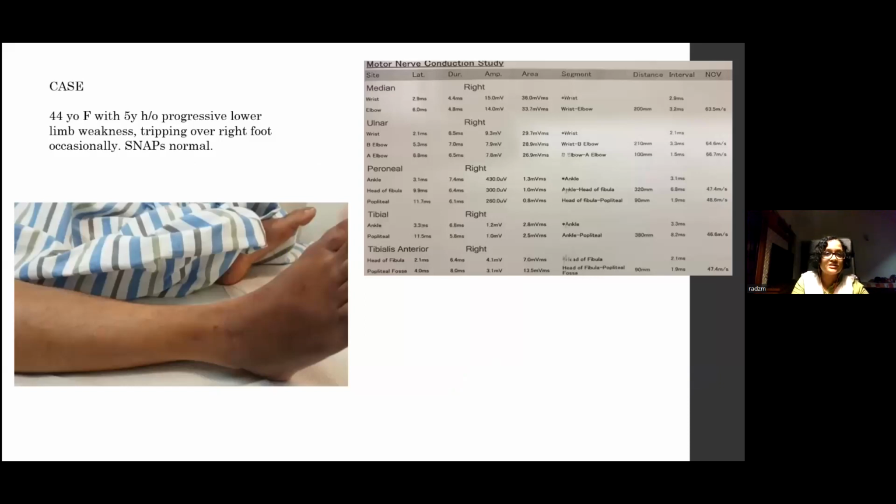So this is a patient, a 44-year-old lady with a 5-year history of lower limb weakness without any sensory symptoms, probably right more than left. Sensory nerve conduction studies are normal. Normally when we say sensory nerve conduction studies are normal, we think preganglionic. So we should be prepared to see if it's preganglionic.